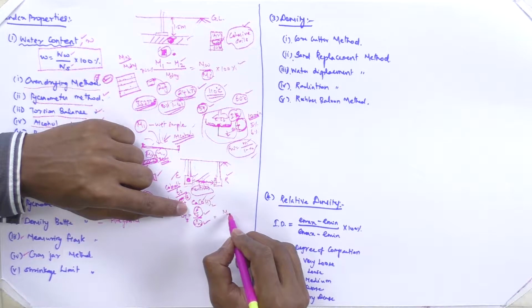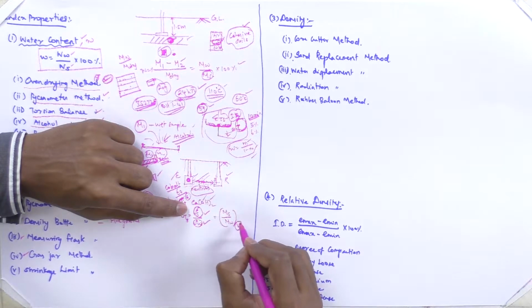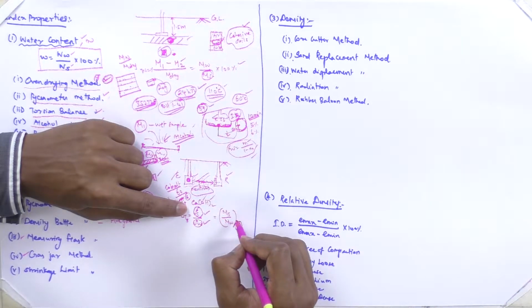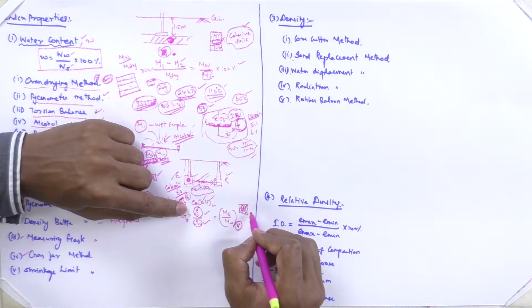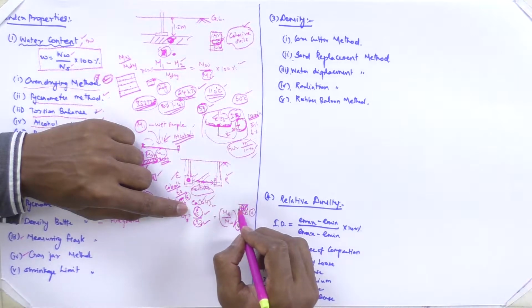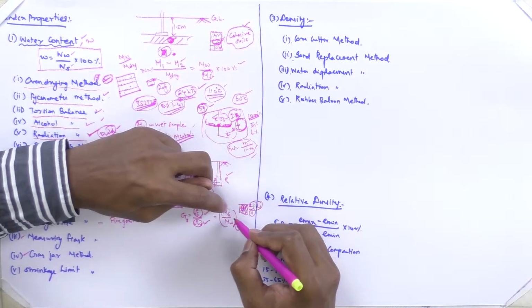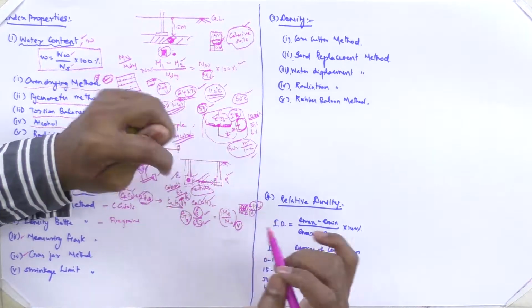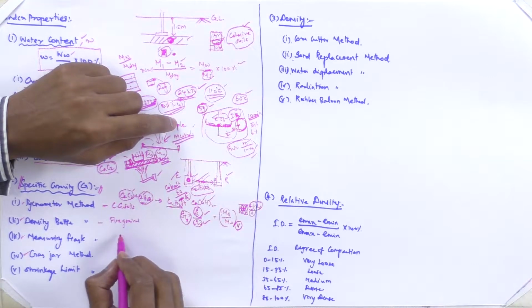The mass of solids to the mass of water occupying the same volume. If the same volume of water gives the mass of water, and you replace this same volume of water with solids, not soil, you get the specific gravity of solids. This can ideally be given by the experiments.